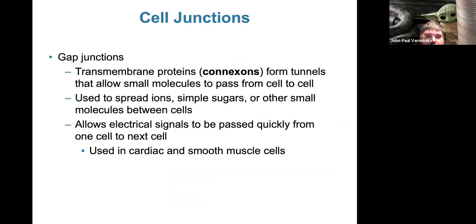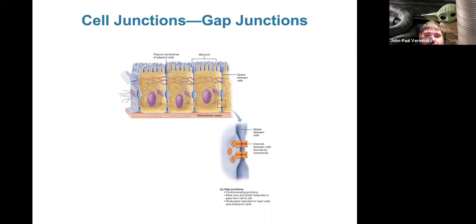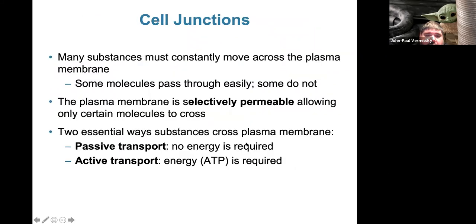Gap junctions are transmembrane proteins which form tunnels that allow small molecules to pass from cell to cell. They are used to spread ions, simple sugars, or other small molecules between the cells. It allows for electrical signals to be passed quickly from one cell to the next, and it's used in cardiac and smooth muscle cells. And you can see these little gap junctions, these little channels between cells.